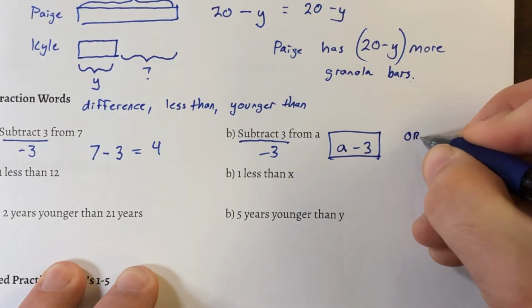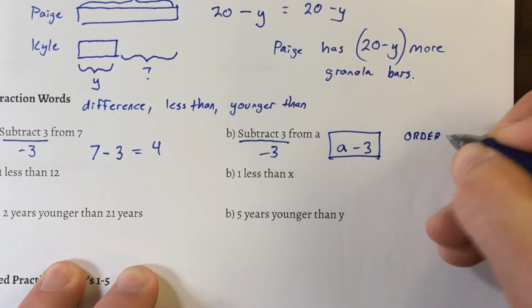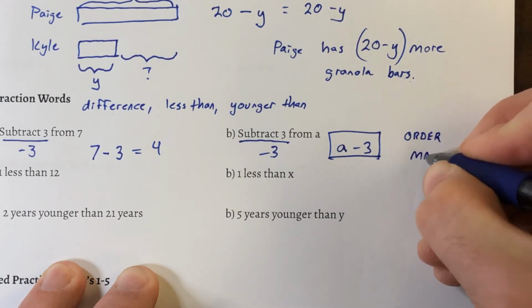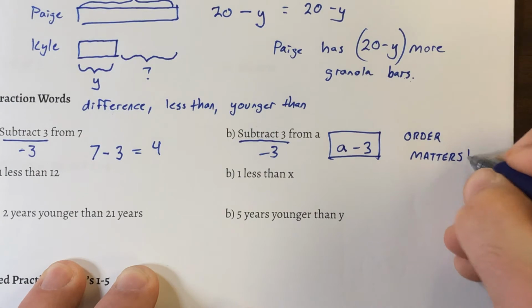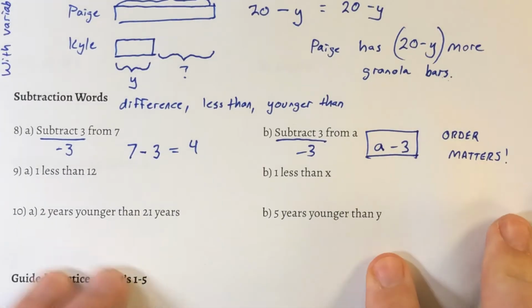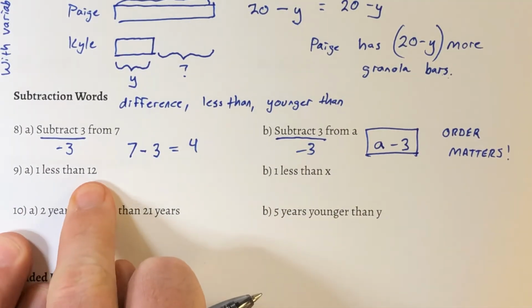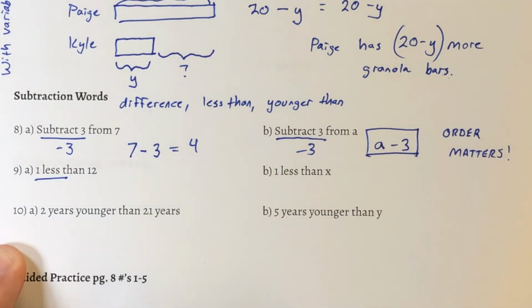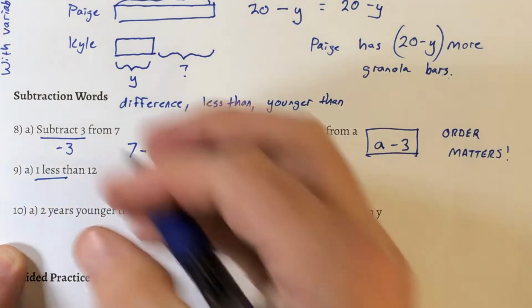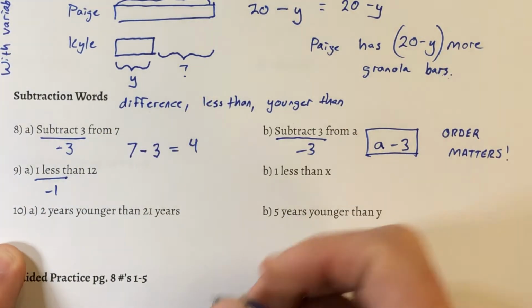Remember, order matters on subtraction. Order matters on a lot of things. Definitely subtraction, though. Next one. 1 less than 12. So, 1 less. What does that mean? Well, if I said, oh, Johnny's got 1 less cookie than I do, that means you would take away 1 to see how many he has. So 1 less means take away 1.